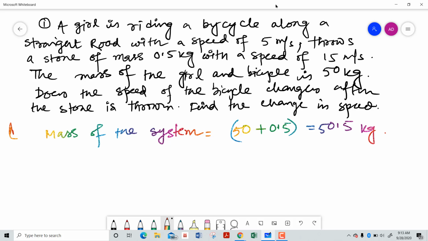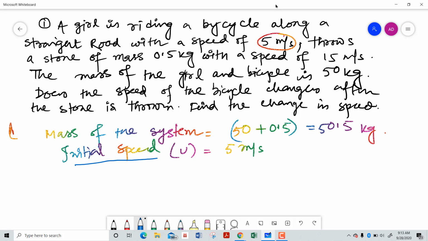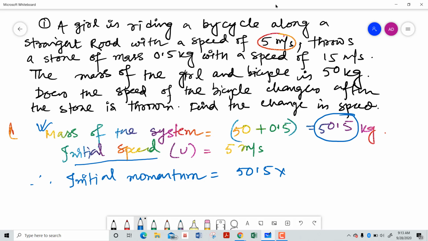Now in this case, initially it was moving with a speed of 5 meters per second. So the initial speed, u, is equal to 5 meters per second. It is already given in the question. So the initial speed is given here, and the mass of the system is given here. So what can I find out? I can find out the initial momentum, right? What should be the initial momentum? The initial momentum is the mass of the total system, 50.5, multiplied by 5.